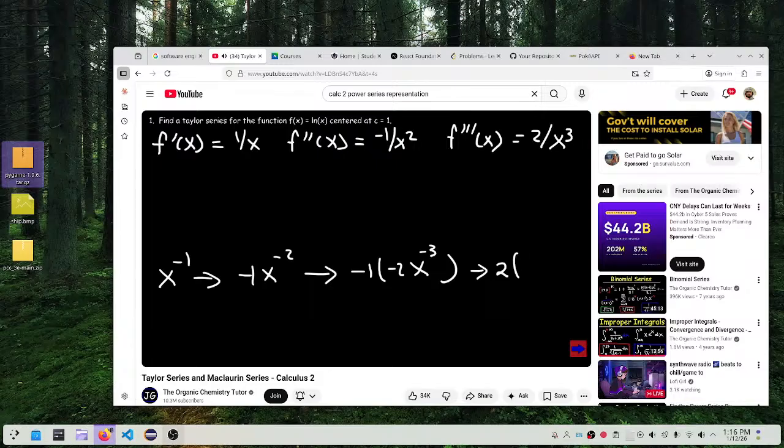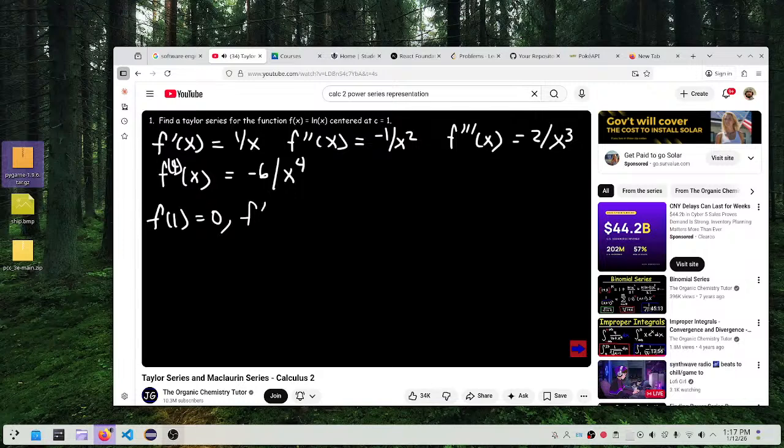And then to find the fourth derivative, it's going to be -1 times -2, that's positive 2. And then we need to take the derivative of x to the negative third power. So that's -3 x to the -4. So the fourth derivative is -6 divided by x to the fourth power.